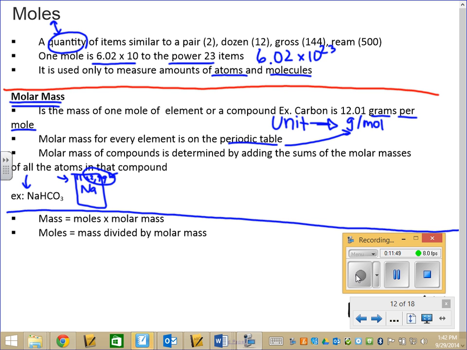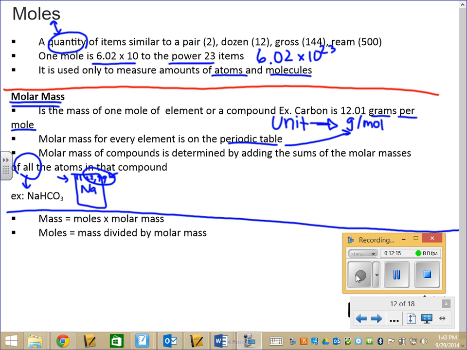It's right there on the periodic table. But the molar mass of a compound is a little different. It's not on the periodic table. We have to do some work to figure out the molar mass of a compound. To do that, we have to add up the sums of the molar masses of all of the atoms in that compound. And I'd like to highlight the word all.